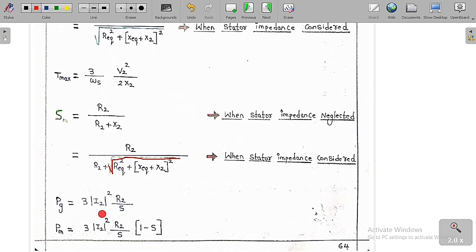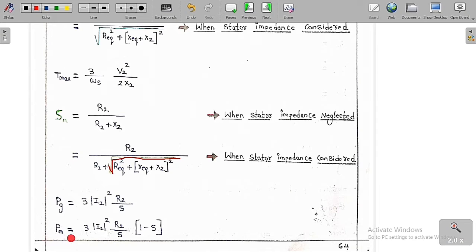As it's a three phase, you have to take 3 times I2 square into R2 by slip S. So you just take the magnitude of the current, with R2 by S here. So this is the equation that you are going to get.